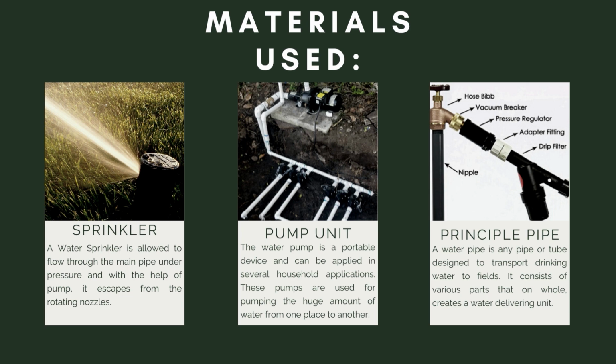Principal pipe. A water pipe is any pipe or tube designed to transport drinking water to fields. It consists of various parts that on the whole create a water delivering unit.